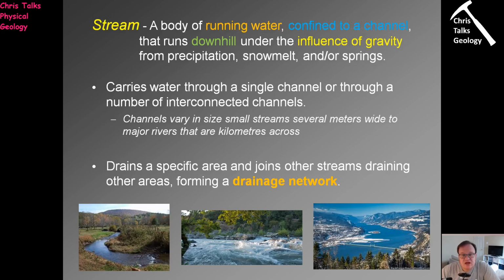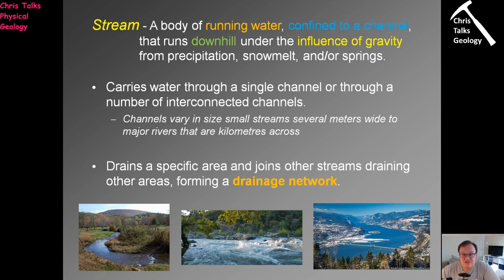So the stream will carry water through a single channel or through a number of interconnected channels. If you remember, when we were talking about environments of deposition, we discussed that there are two main types of rivers. Meandering rivers have a single channel, and braided rivers have multiple channels all running parallel to each other. The channels will vary in size.